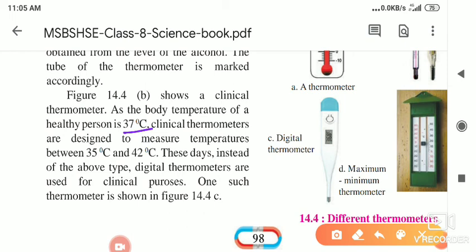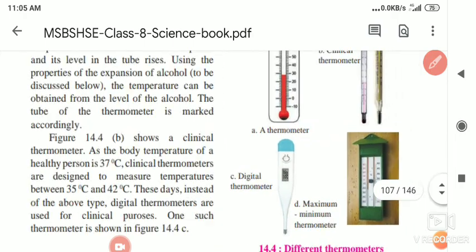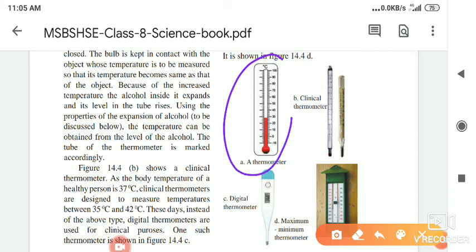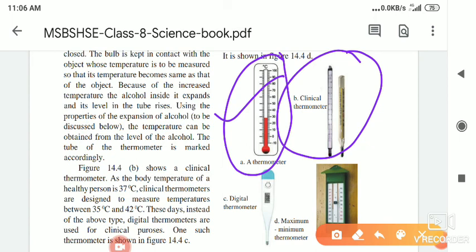I told you in the last lecture, I taught you how to convert degrees Celsius into Fahrenheit, Fahrenheit into Kelvin. So that discussion is over. So here the temperature is 37 degrees Celsius. The clinical thermometer is designed to measure the temperature between 35 degrees Celsius and 42 degrees Celsius, because our body temperature rises in between them only. This is a clinical thermometer, and it starts at 35 degrees, and our normal body temperature is 37 degrees Celsius.